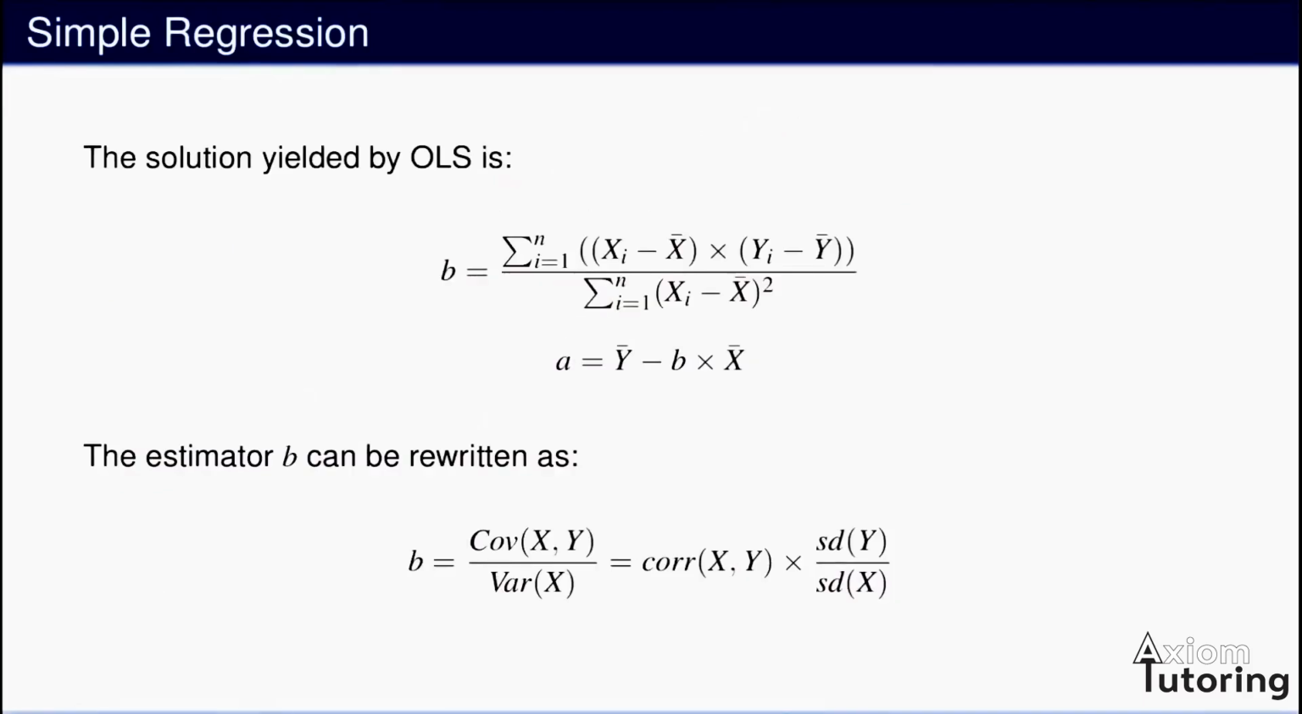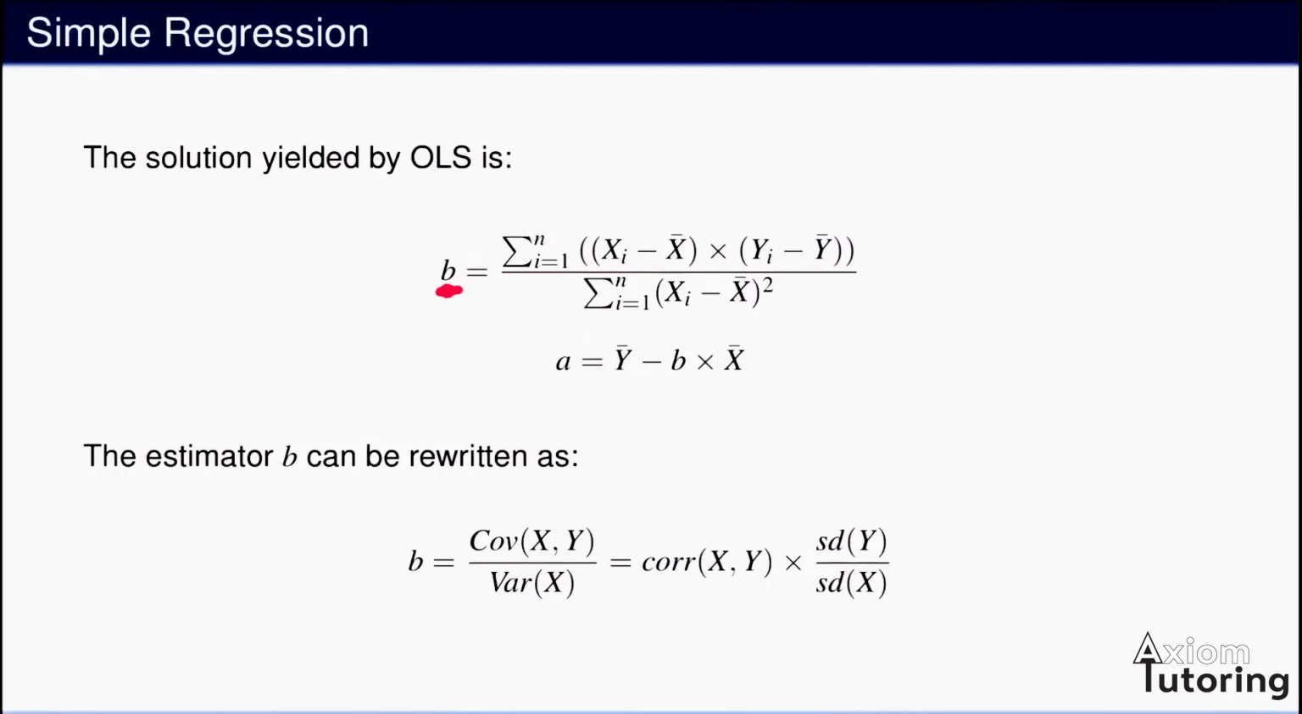Now, the solution that we'll get from ordinary least squares, by minimizing the sum of squared residuals, is as follows. We get b equal to the sum from i equals 1 to n of (xi minus x bar) times (yi minus y bar), where x bar is the sample mean of x and y bar is the sample mean of y, divided by the sum from i equals 1 to n of (xi minus x bar), the whole thing squared. So that is for b. For a, we simply get y bar minus b times x bar.